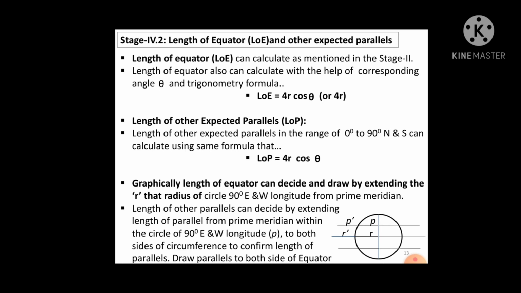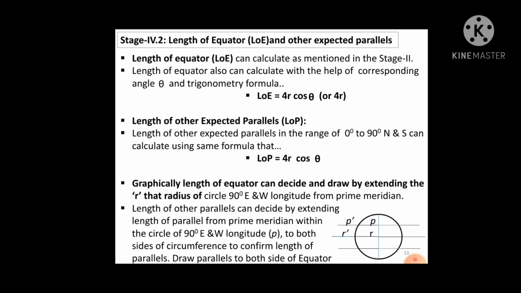That is the r square, right? But here I am talking about only the r length. If you take it and extend it to both sides of the circle from the circumference, like r to r dash on both sides, definitely we will get the total length of the equator.